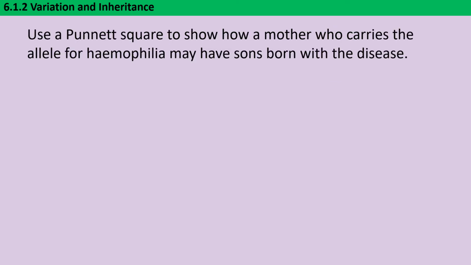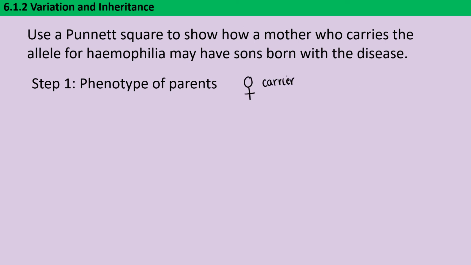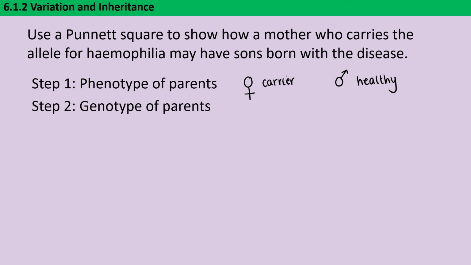So let's now put this information together with our skills drawing Punnett squares in order to show how a carrier female can have sons who have haemophilia. So our first step is to write down what the phenotype of the parents is. The mother is a carrier and presumably the father is healthy. The genotype of the mother is going to be XX, and she's going to have both a healthy allele and also an allele that indicates that she's carrying haemophilia.